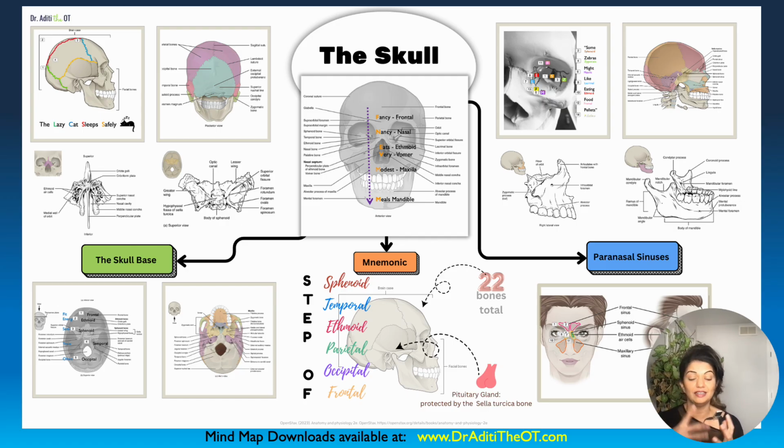And don't forget, if you can get a model of a skull, get it from the library and get some pipe cleaners and use those to really figure out different foramina, because that's really going to help you from a hands-on kinesthetic learning perspective.